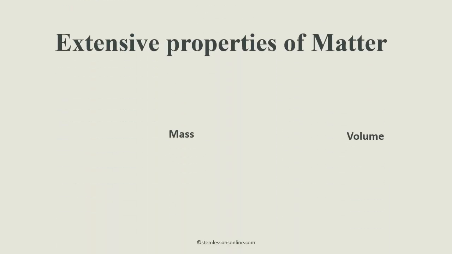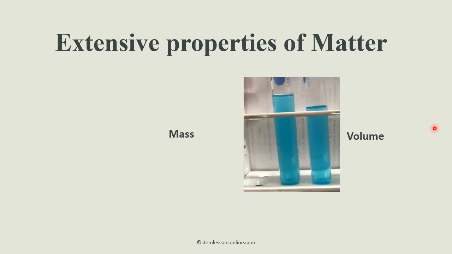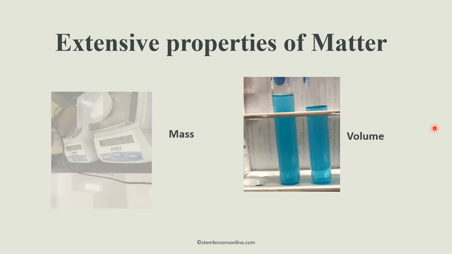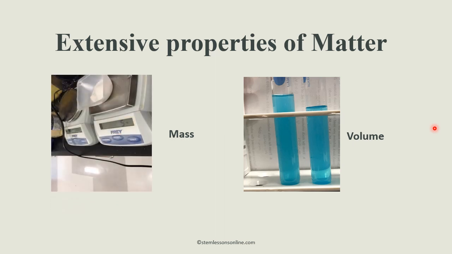Whereas extensive property depends on the amount of substance taken. For example, the volume of a substance depends on how much is taken. 10 milliliters of water is different from 10 liters of water in terms of volume. Similarly, 10 grams of iron is different from 10 kilograms of iron in terms of its mass. So mass and volume are examples of extensive properties.